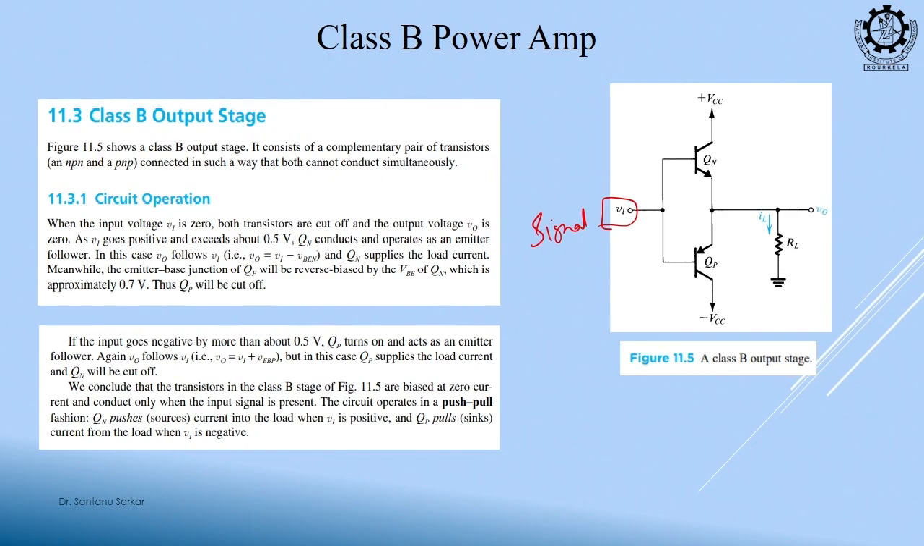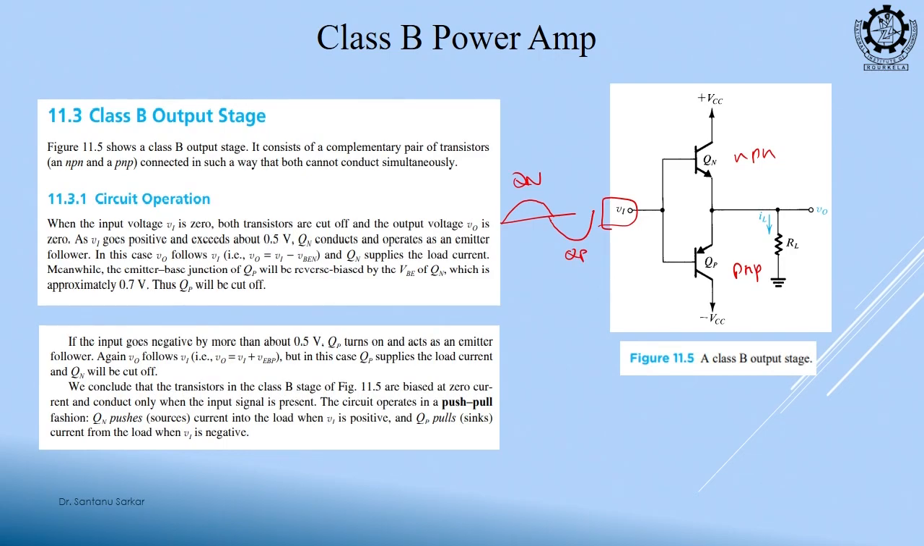Okay. So, let us make it simple. If the input is above 0, this will be on, if it is less than 0, this will be on. This is complementary, right? One is NPN and another is PNP. So, their on criteria are just complementary. You just think that if it is above 0, Qn will be on, if it is below 0, Qp will be on.